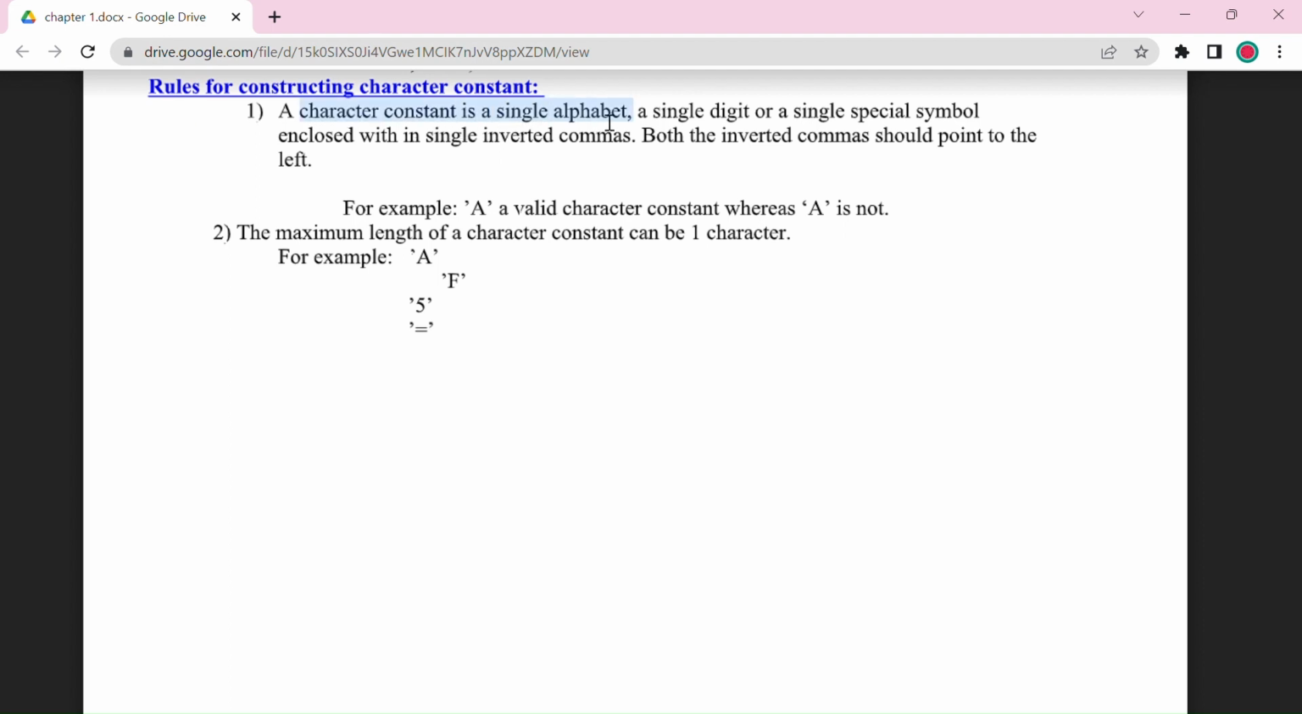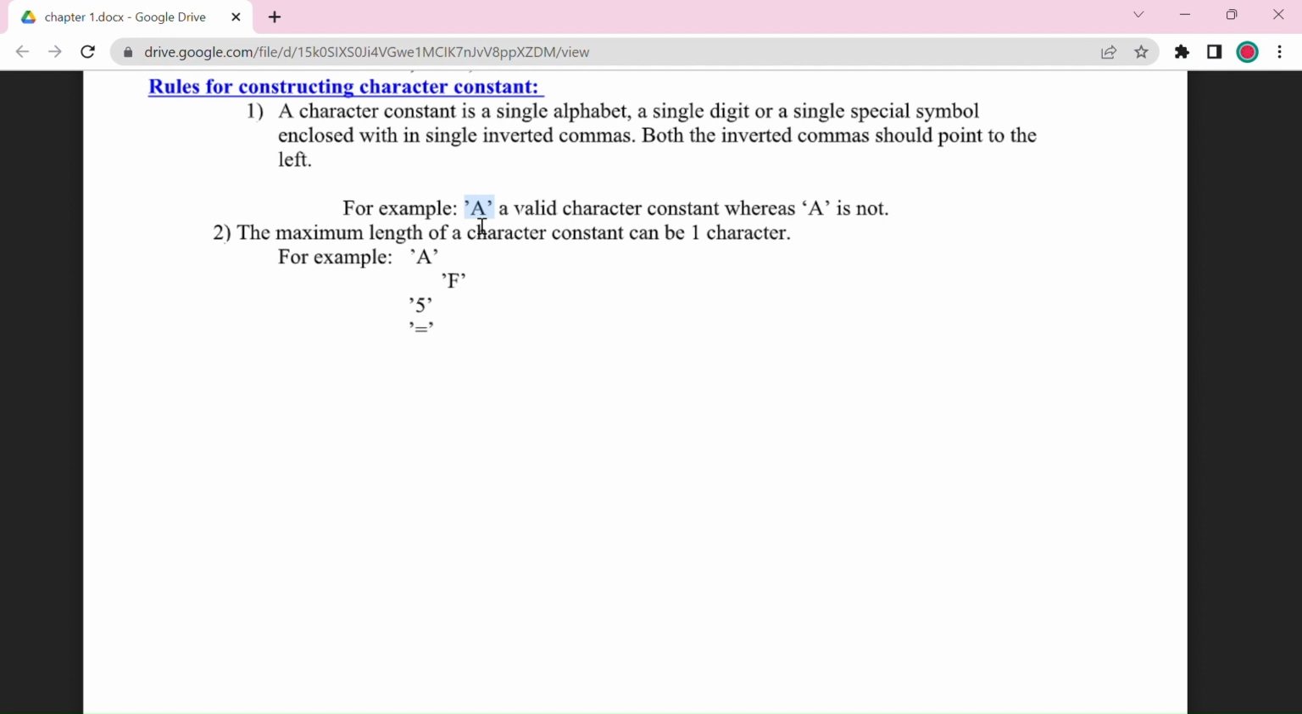Now, the rules for constructing a character constant. A character constant is a single alphabet, a single digit, or a single special symbol enclosed within single inverted commas. That is called a character constant. Both the inverted commas should point to the left. Look at these inverted commas. Both of them are pointing towards the left. If they're not pointing towards the left, then your C program will give you an error.